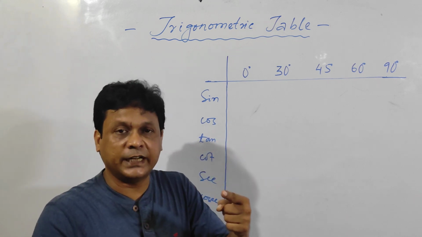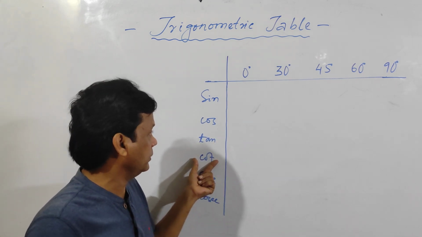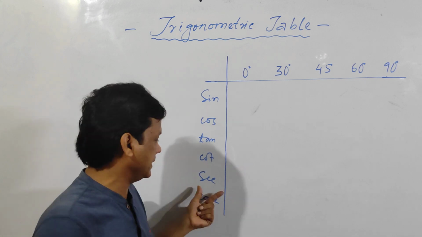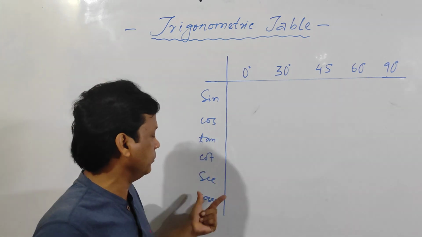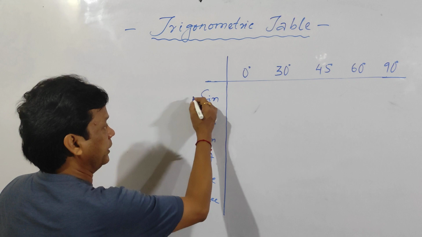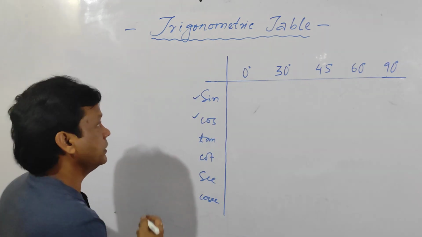Then, if you take the reciprocal of tan, you will get cot. If you take the reciprocal of cos, you will get sec. If you take the reciprocal of sine, you will get cosec. Only these two values we have to determine. Clear? See here.